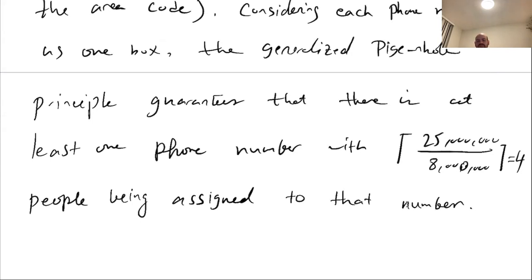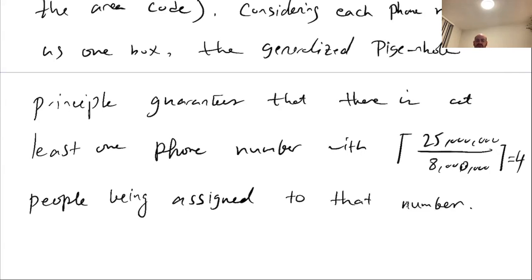And it's 4 people being assigned with that phone number. So how many area codes do I need? If I have 4 different area codes, because, remember, this is apart from the area code, at least one number will have four different people assigned to the same phone number.